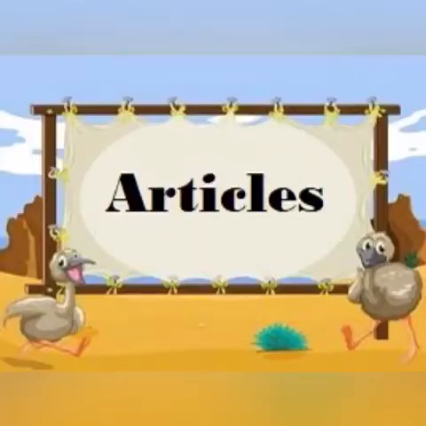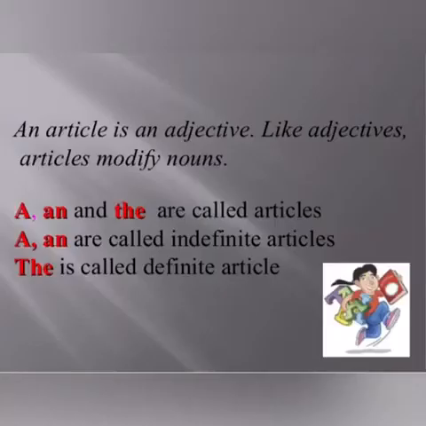Now let's talk about the articles. What are articles and how can we use them in a sentence? An article is an adjective. Like an adjective, an article modifies a noun. How? A, an, and the are called articles. A and an are called indefinite articles, while the is called the definite article.